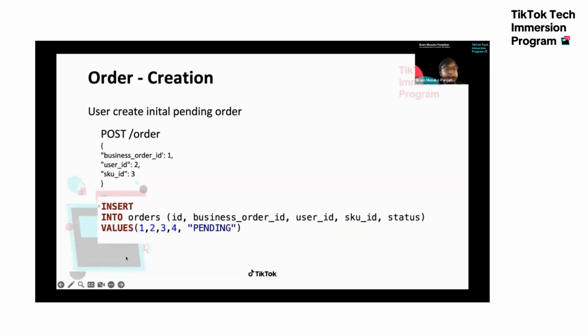Okay, so I give some simplified service APIs that can support the order lifecycle. When we create the order, when the user wants to buy this item, we can have an API to create the order. For example, POST order, then we fill in every detail: the business order ID, user ID, then SKU ID. Then in the background, after we do the validation, we can have a SQL statement to do the insertion, insert order, and so on, and we go to the first status, the pending state.